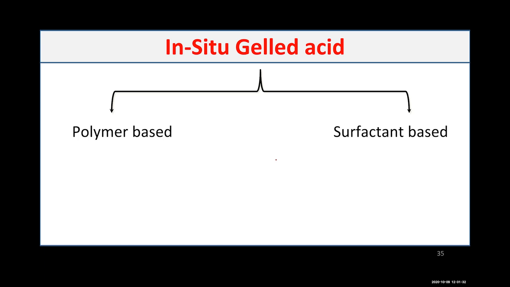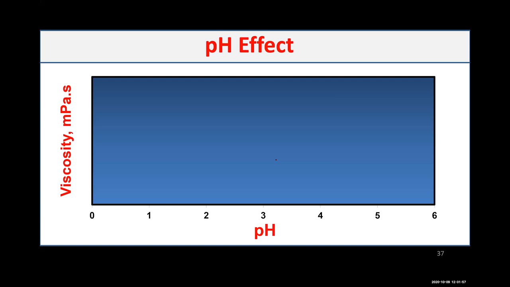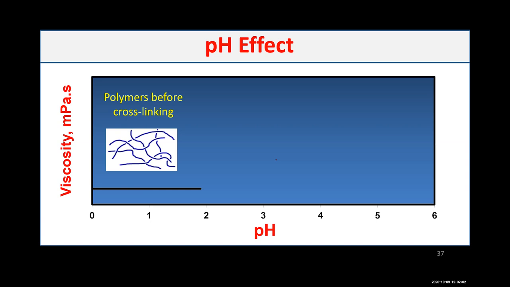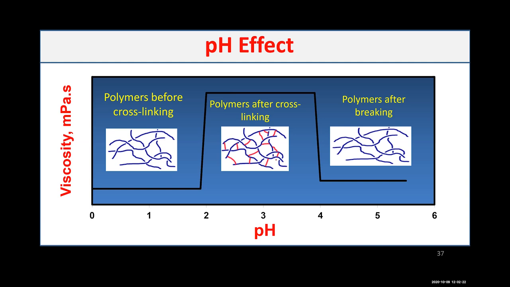The two most used now are in situ acid based on polymer and based on surfactant. The polymer one is not used as much, but the most recent one, the surfactant, is being used extensively in the field currently. Some people call them diverting acid or viscosity control acid, but it's the same behavior. The idea here is working with the pH. At a low pH, the acid will have a low viscosity. When the pH reaches around 2, the polymer will be cross-linked and initiate a really high viscosity. At that region, you will have really high diversion power. As soon as the pH goes above 4, it will be completely broken and you will not have any damage or any concern during the flowback.